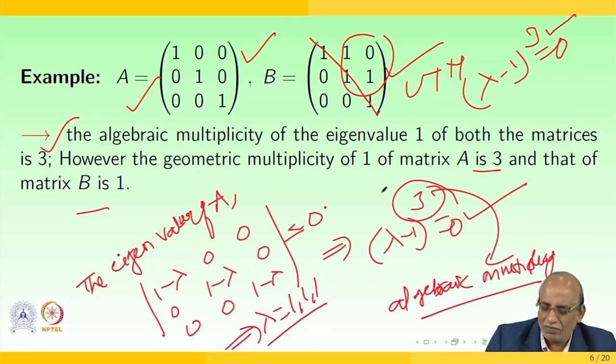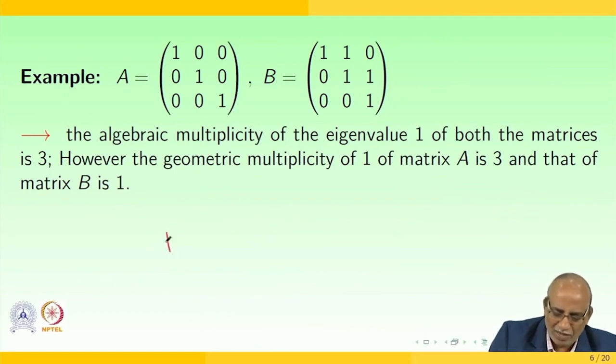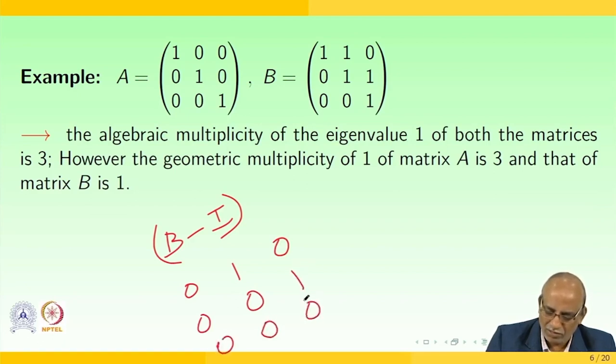However, the geometric multiplicity of 1 for the matrix A, since it is a unit matrix, is obviously 3, and that of the matrix B is 1, because this becomes an upper triangular matrix. When you compute the null space of A minus lambda I, with lambda equal to 1, for B we get B minus I. So, what is B minus I? That is 1 minus 1, 0, 1, 0, and it is 0, 1 minus 1, 0, and it is 1, 0, 0, 1 minus 1, 0.